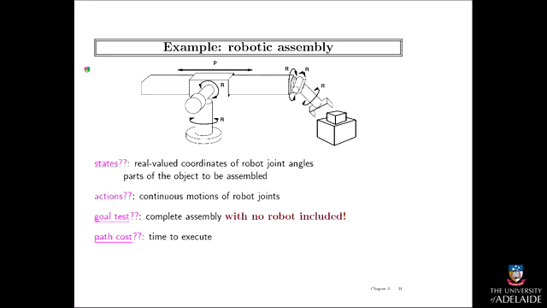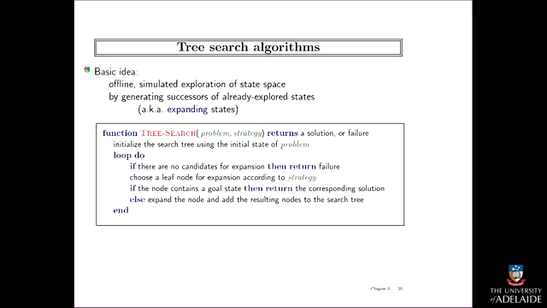But maybe it's not time to execute. Maybe it's energy consumption, or maybe it's do it in the quietest possible fashion. Time might involve really aggressive motions of the robot that are noisy and potentially dangerous. So perhaps we want the smoothest possible motion of the robot so it doesn't stress its joints and doesn't make a lot of noise.